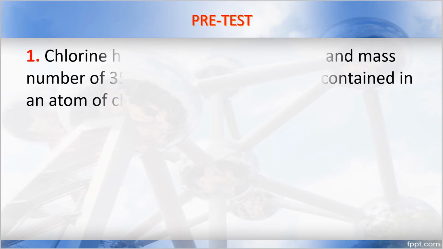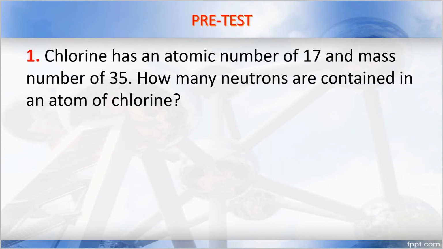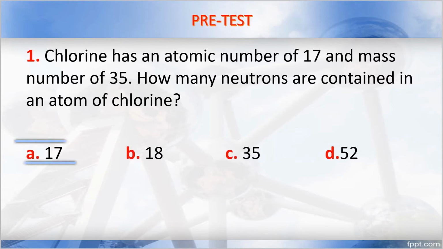Before we start with our lesson, take the following test first to find out how much you already know about the topic to be discussed. Number 1. Chlorine has an atomic number of 17 and mass number of 35. How many neutrons are contained in an atom of chlorine? A. 17, B. 18, C. 35, D. 52.